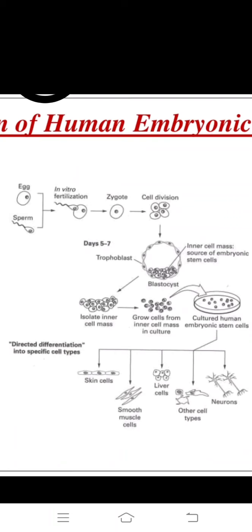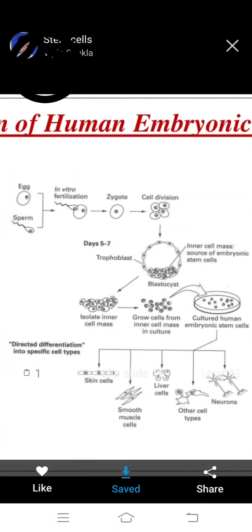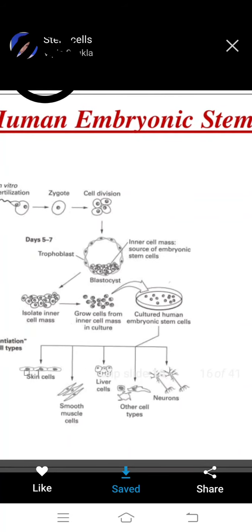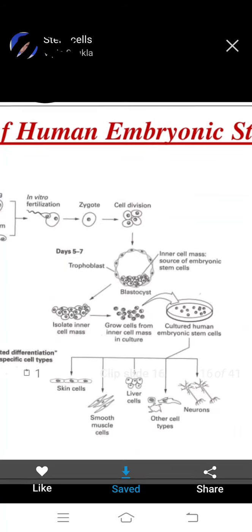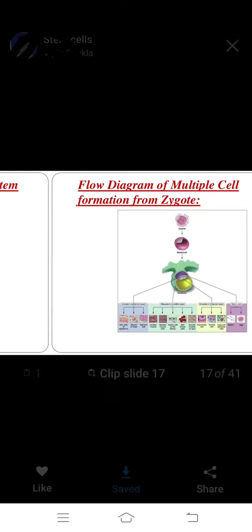Okay, specific cell types: first, formation of skin cells; next, smooth muscle cells, liver cells; another cell type is neurons. For example, it can develop more than 200 cell types of the adult body. Okay, adult body.